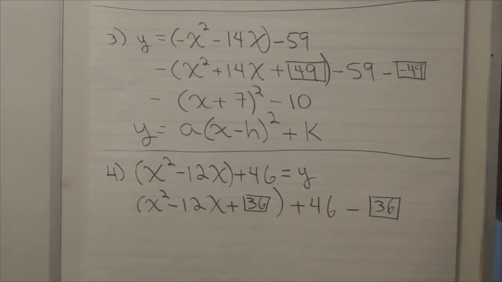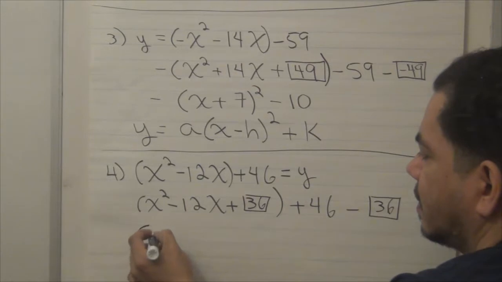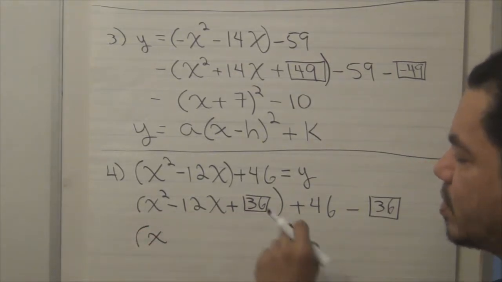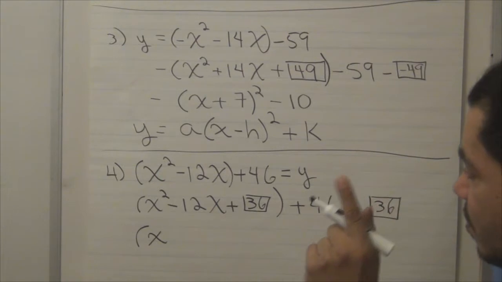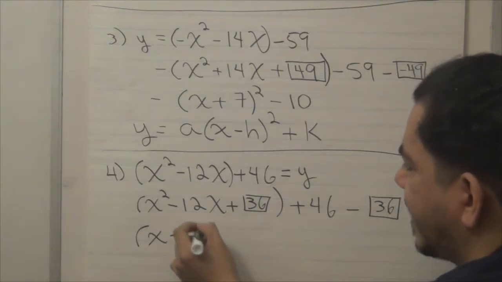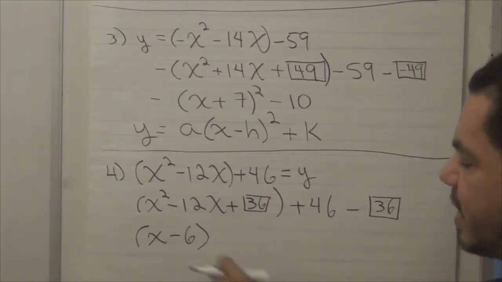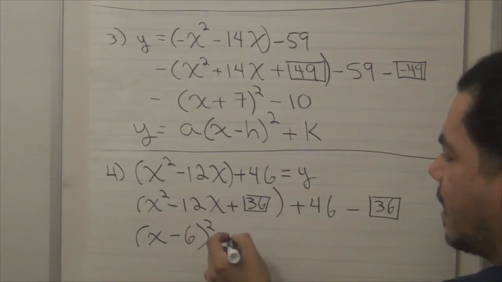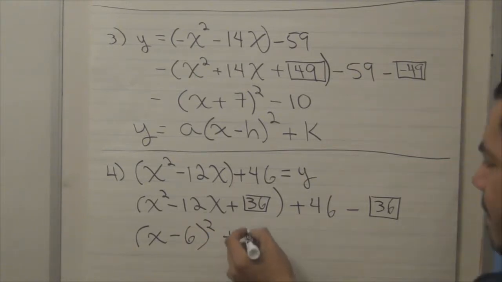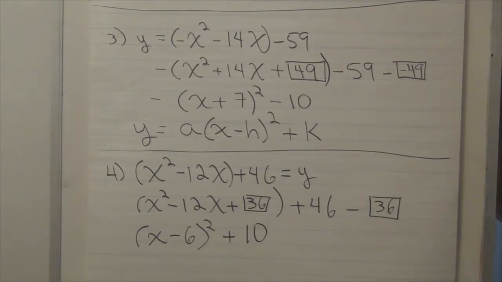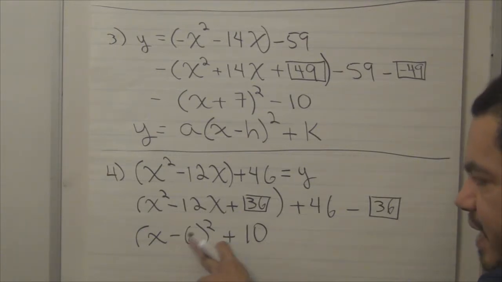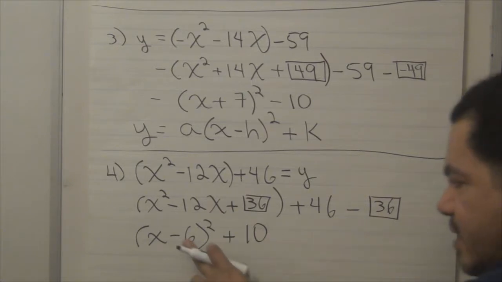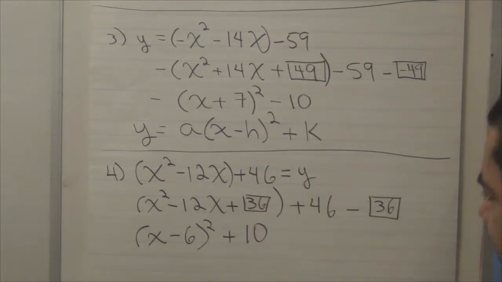So then, from here, I can just write the following. My square binomial. So what was the number that was squared? It was not 6, it was negative 6. Half of negative 12 was negative 6. And then, plus, what is 46 minus 36? 10. That makes your vertex positive 6, comma 10. And your axis of symmetry, x equals positive 6. The line that's going to chop the parabola in half.